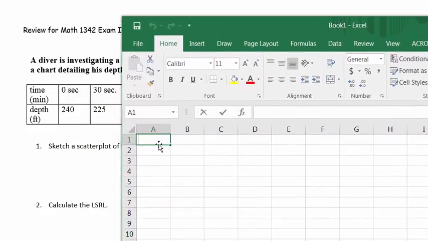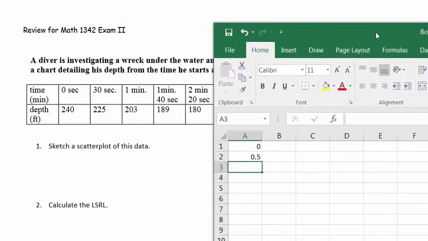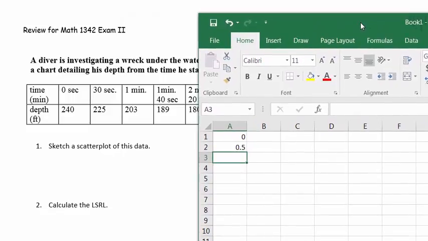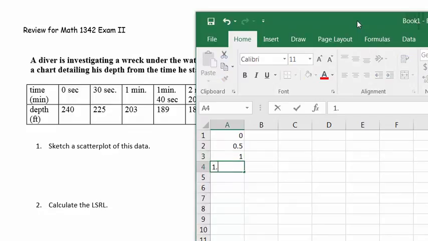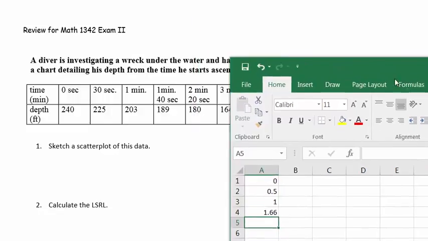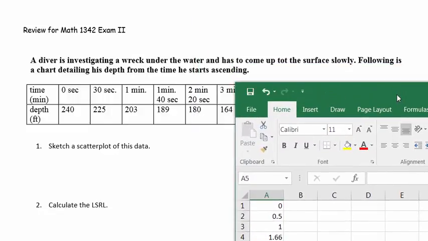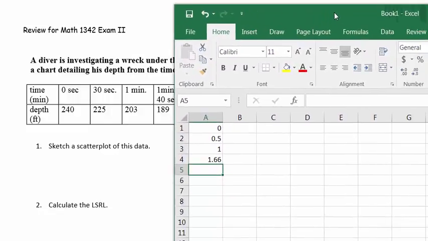In terms of a minute, 30 seconds would be 0.5 of a minute. And then 1 minute, let's see, 40 seconds would be 40 over 60, so 2/3 of a minute. So let me get that in. 1.66. Let's see, 20 seconds would be a third, so 2.33. Okay, so let me keep typing this in.